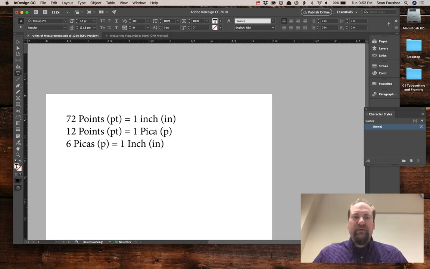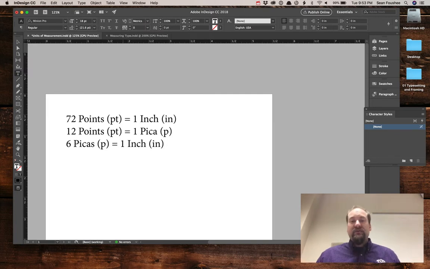Didn't mean to put that question mark there. Does everybody see that? My OCD is getting to me. Sorry about that. 6 picas in 1 inch. 12 points in a pica. And there's 72 points in an inch. If you memorize these 3 conversions, you can pretty much convert from one measurement to another.